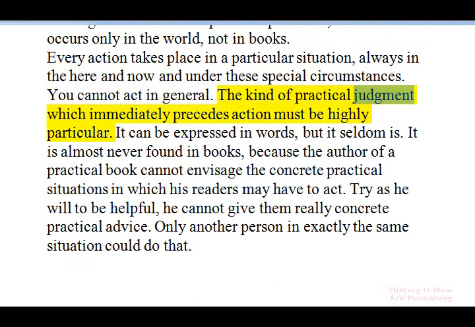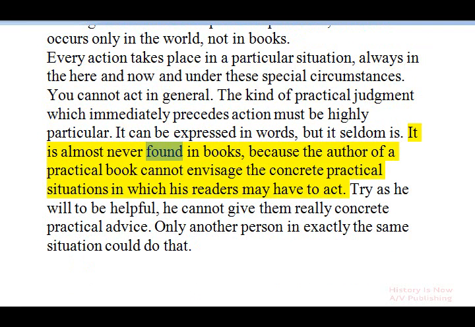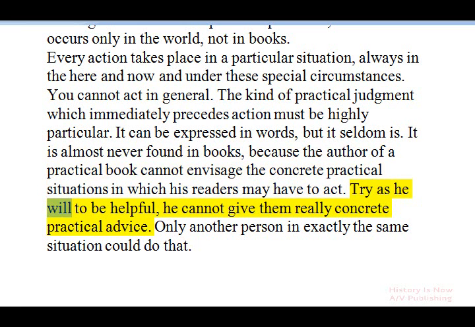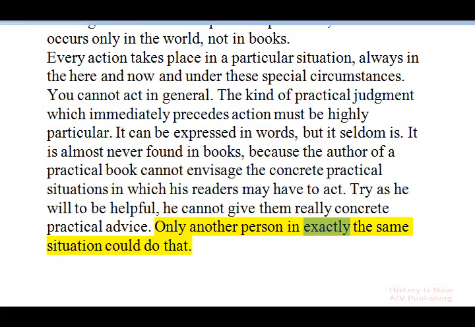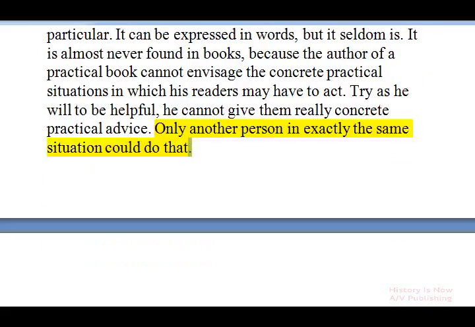The kind of practical judgment which immediately precedes action must be highly particular. It can be expressed in words, but it seldom is. It is almost never found in books, because the author of a practical book cannot envisage the concrete practical situations in which his readers may have to act. Try as he will to be helpful, he cannot give them really concrete practical advice. Only another person in exactly the same situation could do that.